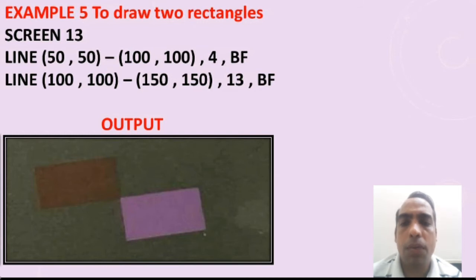Fifth example of the line statement, to draw two rectangles. Screen 13, line 50, 50 dash 100, 100, 4, BF. The second line statement is line 100, 100 dash 150, 150, 13, BF. Now you can see the result of this program.